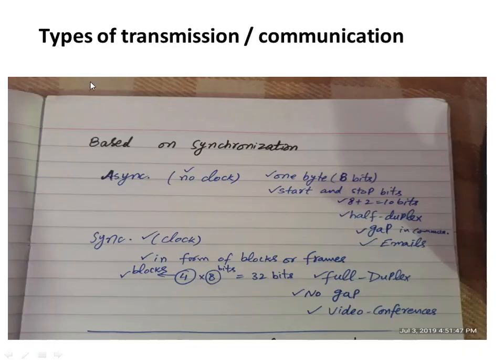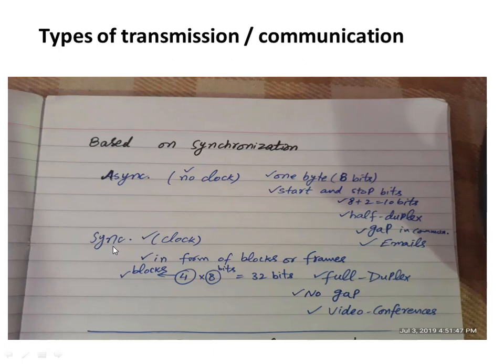Next we will talk about types of transmission or communication based on synchronization. There are again two types: asynchronous communication and synchronous communication. In asynchronous, there is no clock, and in synchronous, we use a clock. In asynchronous, data can be transferred in the form of bytes, one byte being 8 bits, and start and stop bits are also used. A total of 10 bits will be transferred in asynchronous communication.